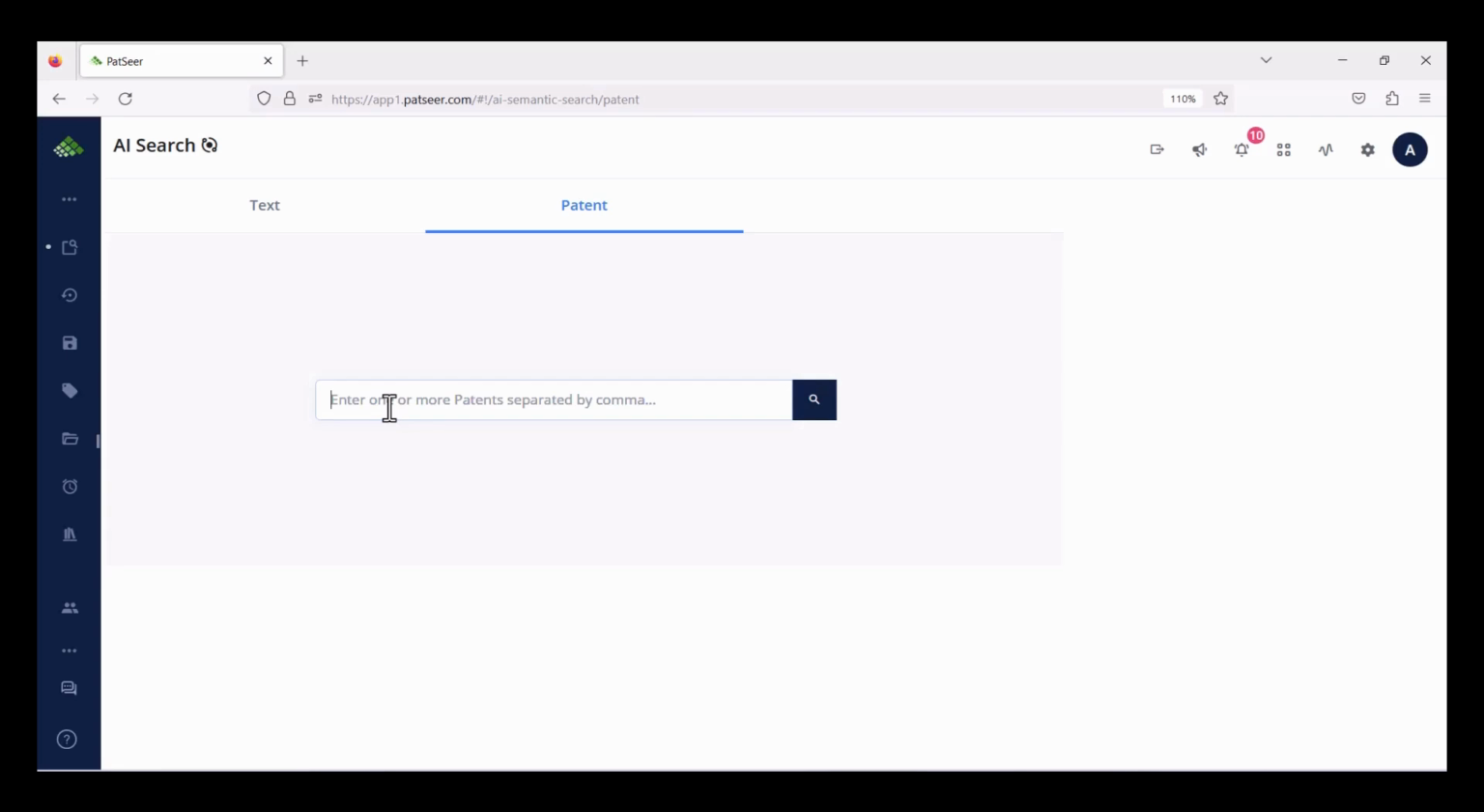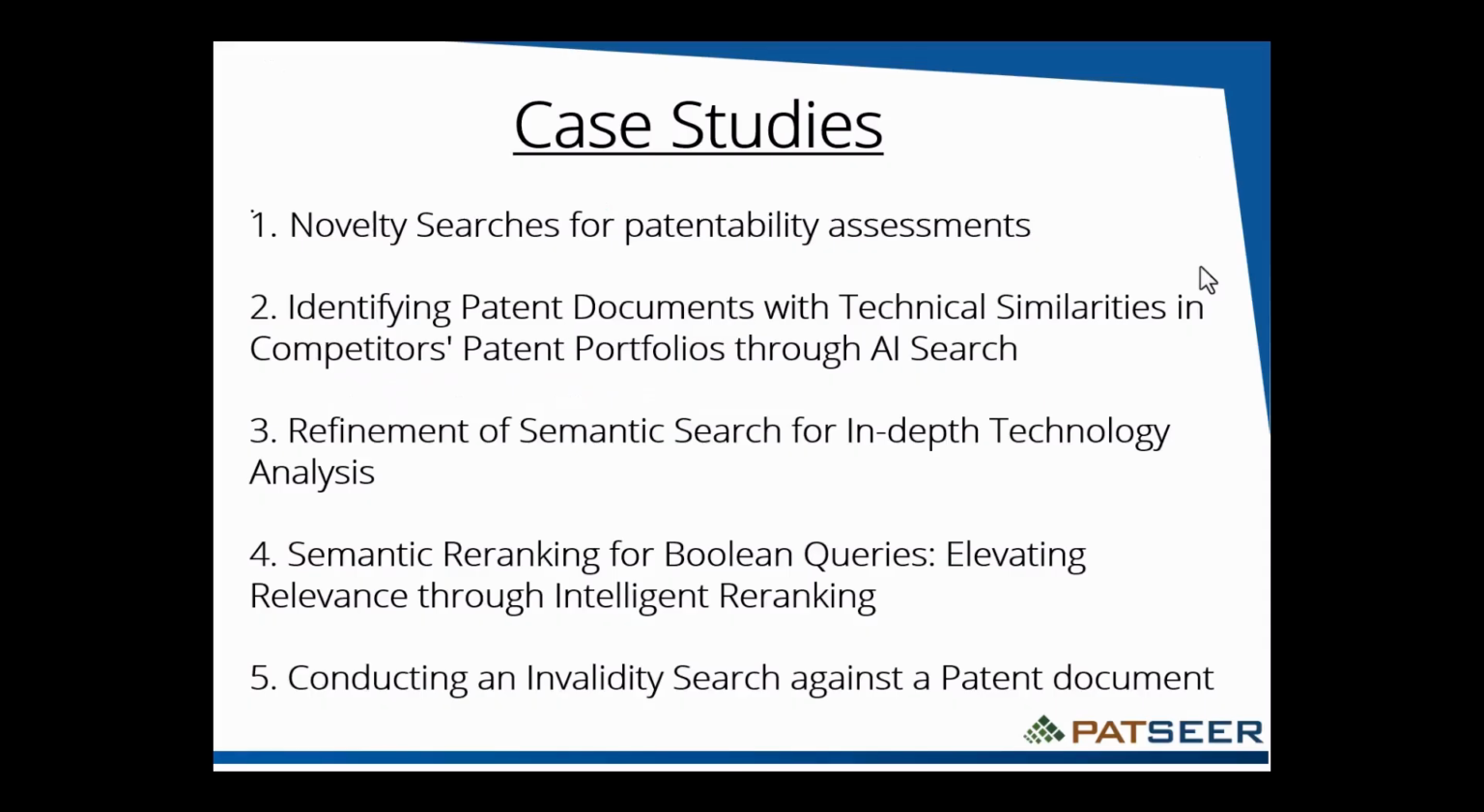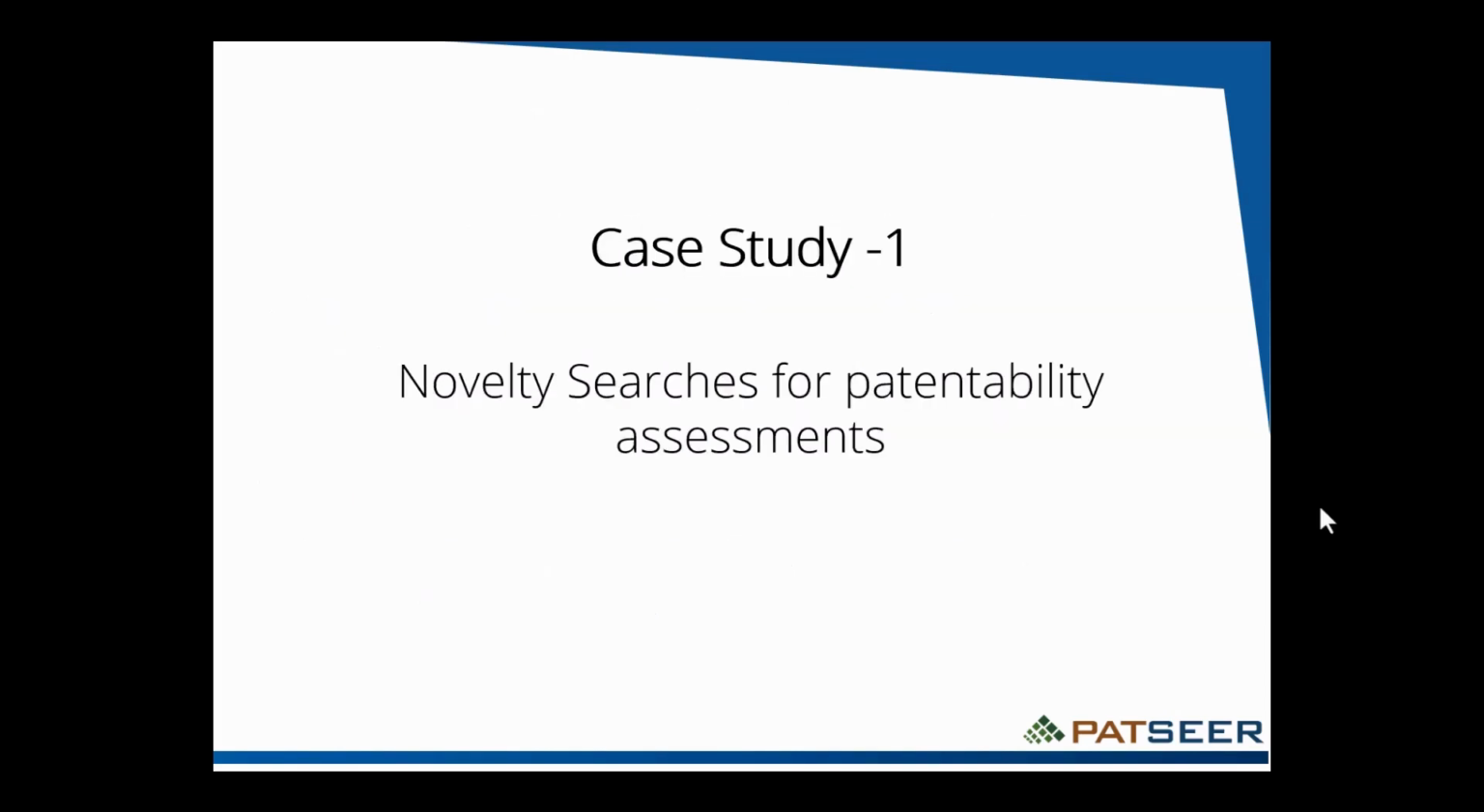Now let's dive into our case studies that we have planned for this webinar. So the case studies that I will be showing you span across not only the text-based AI search, but we will also be conducting an invalidity search based on a patent number. Let's get started. So our first case study is creating novelty searches for patentability assessment.